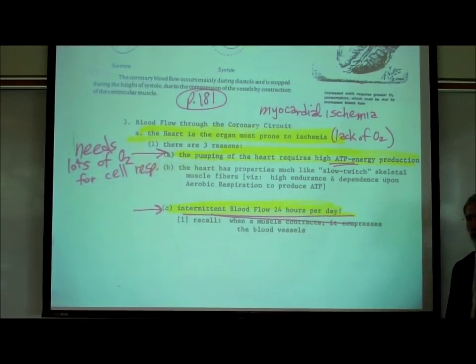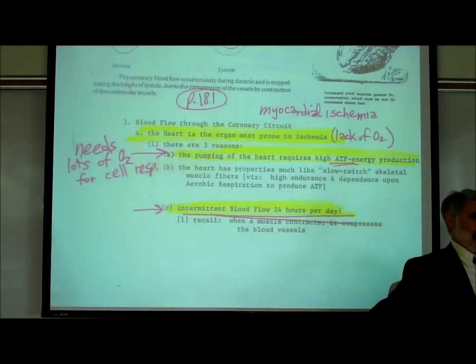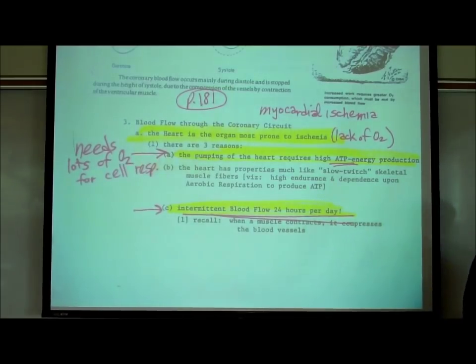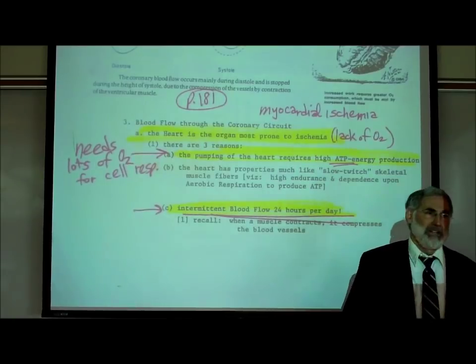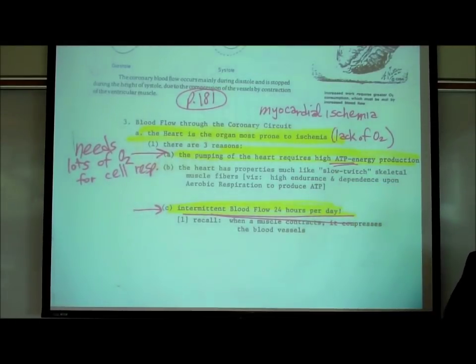In contrast, do you think your skin needs as much sugars and oxygen to generate lots of ATP? No. And how about your pancreas? Even your kidneys, they don't need as much ATP generated by aerobic respiration as your heart muscle does.